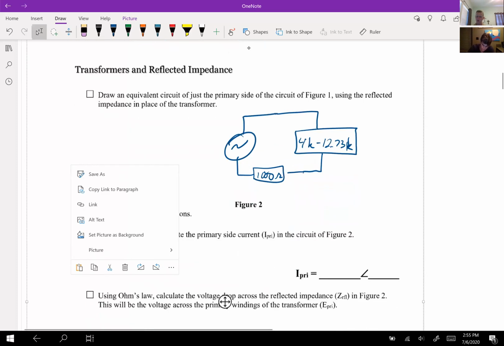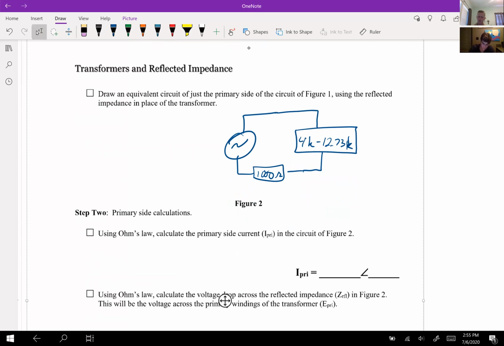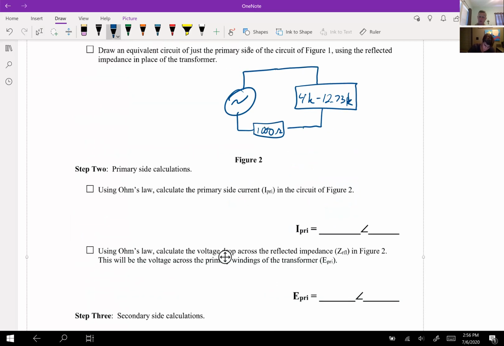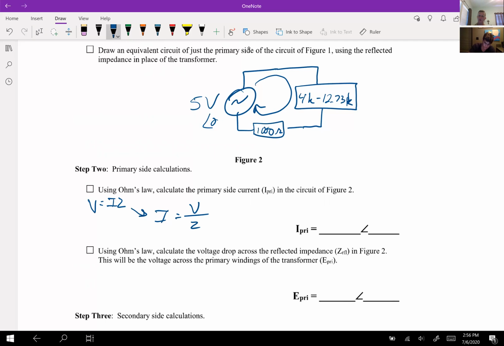So now using Ohm's law, I have this tiny simple circuit going on down here. What's the voltage? 5 volts, angle 0, and so our favorite law, Ohm's law, V equals IZ, I equals V over Z. And this is the current on the primary side. It's a series circuit now, so it's the same current coming out of the source and going through the transformer, reflected impedance. So V is 5 volts, angle 0. The Z is everything on the primary side.